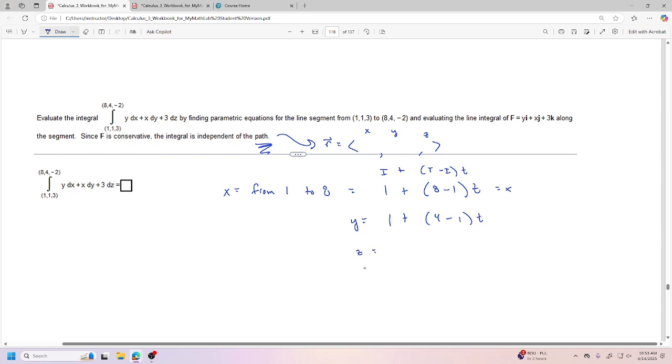And then finally for z, what do I start? 3. And then I'm going to do terminal minus initial. It's a little weird. Yep. So this is my initial. This is my terminal. And I'm just going from here to there. But that's my formula in a way. I'm just going to put my numbers in. So again, I have a 1 and 8. So I go 1 plus 8 minus 1. Got a 1 and a 4, a 3 and a negative 2.